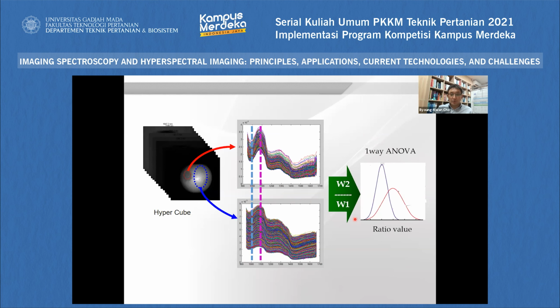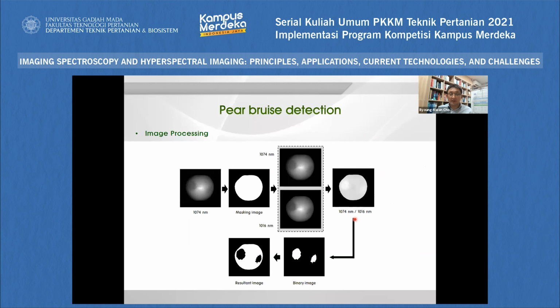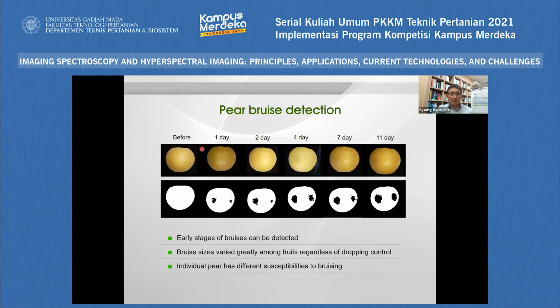So using this simple model, we can select two important wavebands, like 1074 nanometer and 1016 nanometer division. We could identify the bruise area clearly. This is a very simple detection algorithm. With this simple detection algorithm, we apply the developed algorithm to the pear.